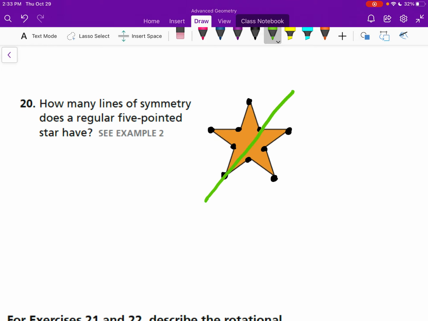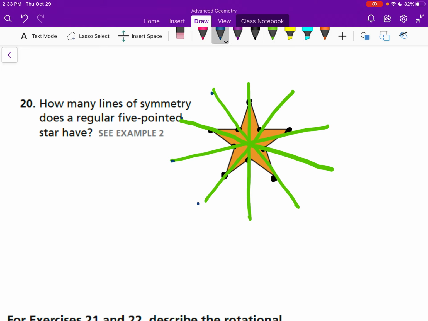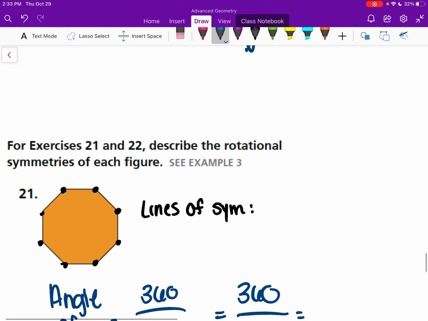1, 2, 3, 4, 5 lines of symmetry. Now, do not count just the tips, because if you just count all the way around, you're going to end up with 10. But remember that this is just one line. They're each just one line, so there's really only 5 lines of symmetry. Let's talk more about rotational symmetry.